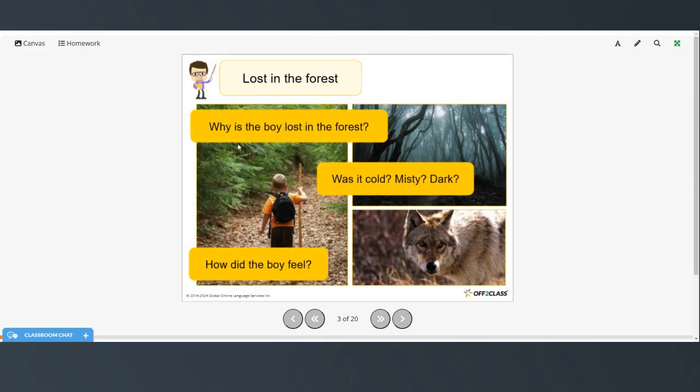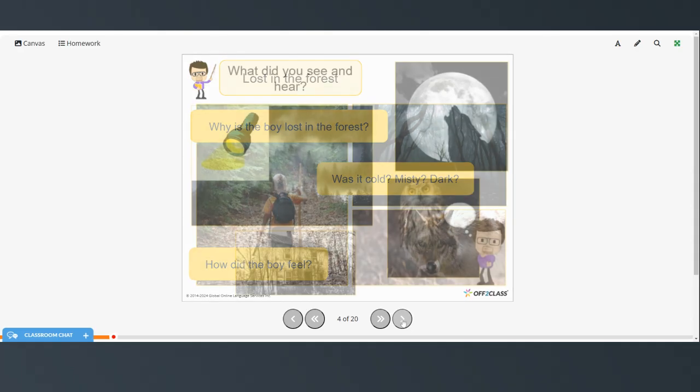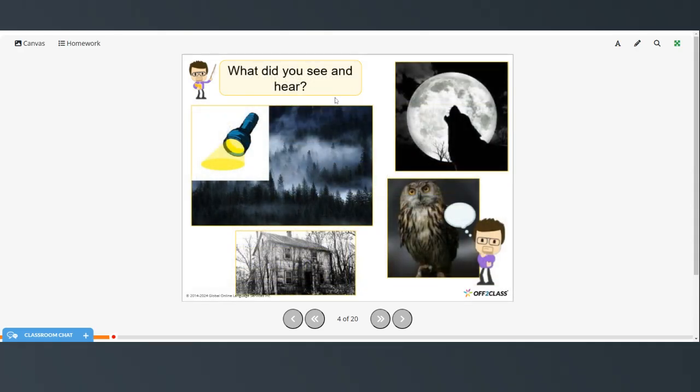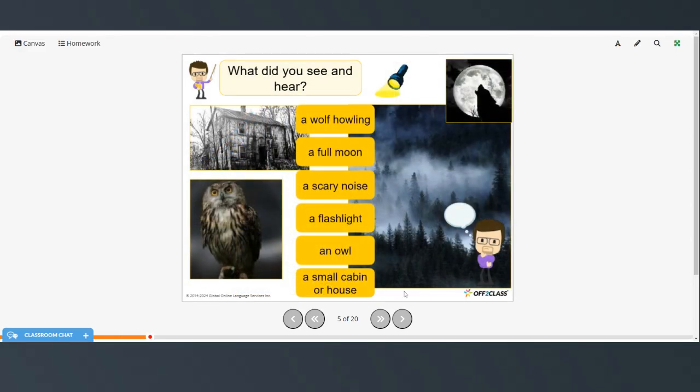So why is the boy lost in the forest? Think about that. Was it cold, misty, dark? These are some adjectives that could describe a forest. And how does the boy feel? And then what did you see and hear when you were lost in the forest? So a wolf howling, a full moon, a scary noise, a flashlight, an owl, and a small cabin or house.